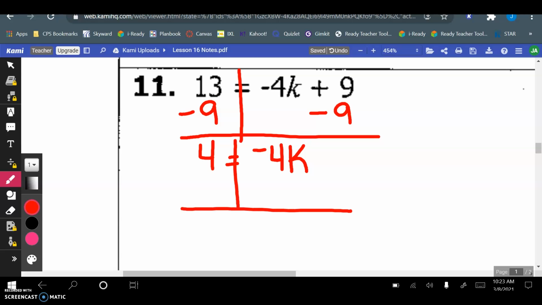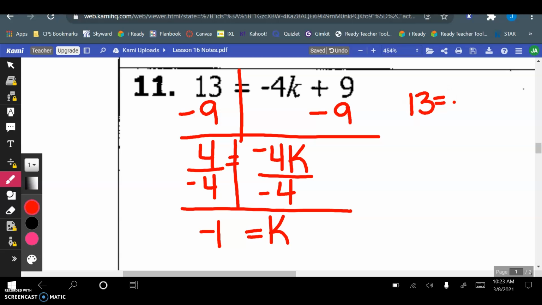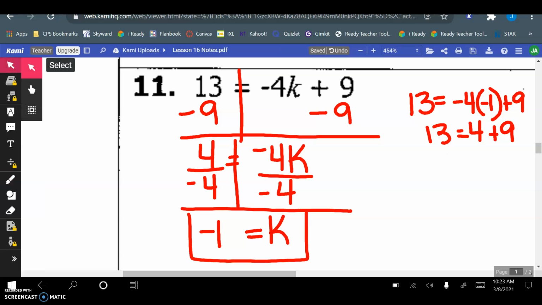A lot of kids want to add 4 because that's a negative 4, but it's being multiplied with the k, so we have to divide to get rid of that negative 4. So we have k left here, and 4 divided by negative 4 would be negative 1. And again, we can check our work. 13 should equal negative 4 times negative 1 plus 9. So this would be 4 plus 9, and that is equal to 13. So then we know we have our answer correct.